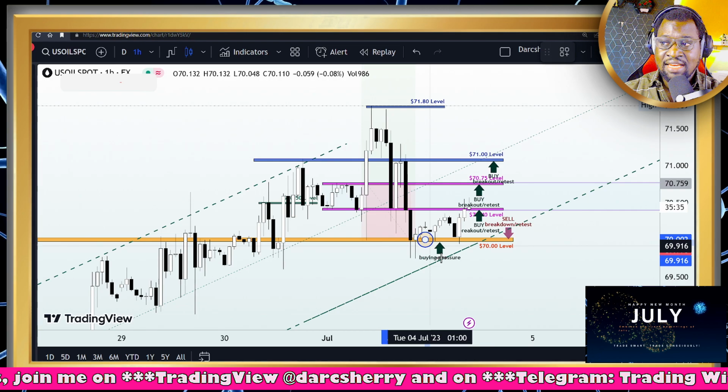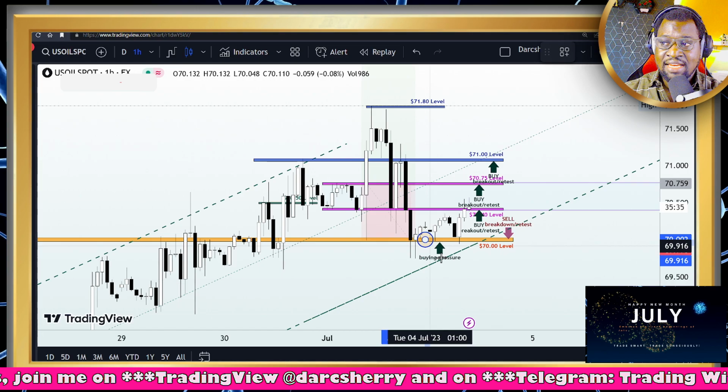Now, if we zoom into the current structure and take into consideration what has been going on in this market since last week Friday, it is quite clear that price action has been consolidating between that $71 level and of course the $70 area, which happens to be our key level for the week. And with this kind of situation, it is quite clear that the market is going through an indecisive phase at this particular point in time.